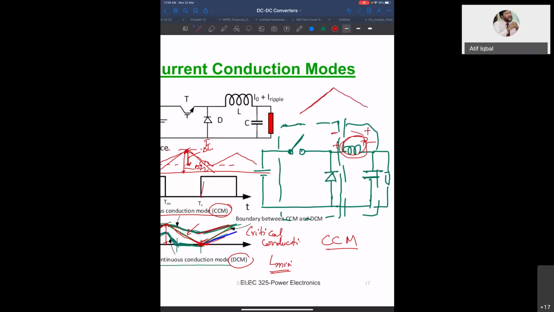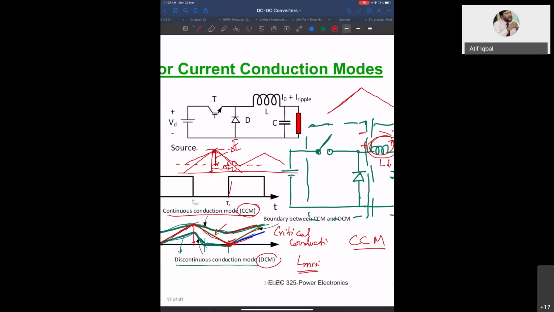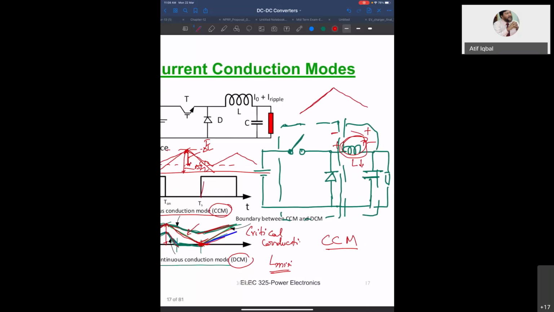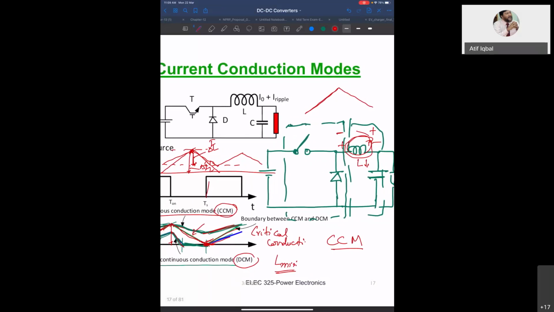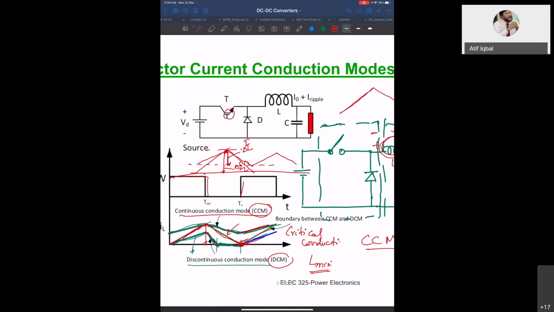Now, if the inductor value is too low, it discharges very quickly, and the current goes to zero, because all the energy from the inductor is drained out. There is no more inductor energy available to supply the current. So the current becomes zero, and you still have time to switch the transistor again. From this to this time the switch was on, then from here to here the switch is off.